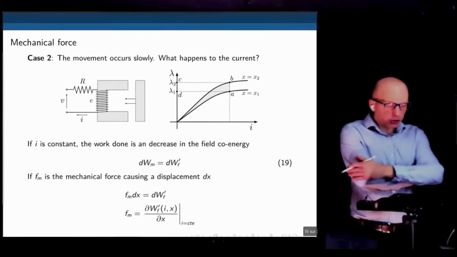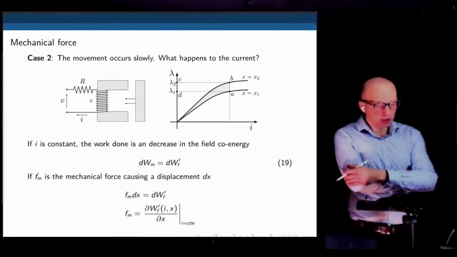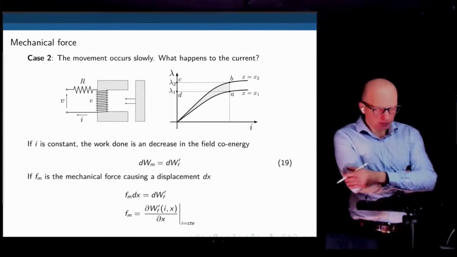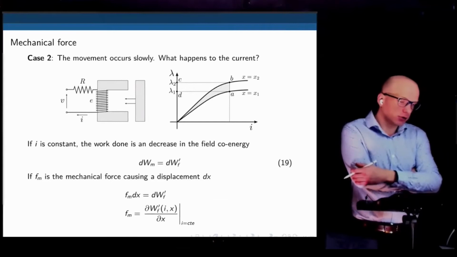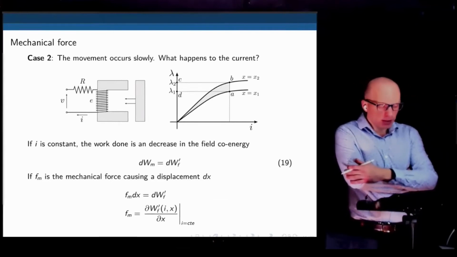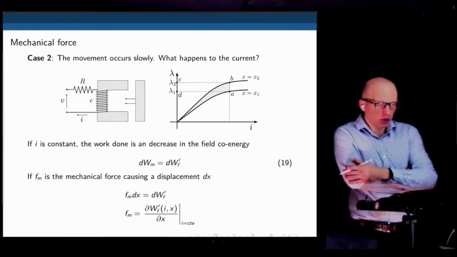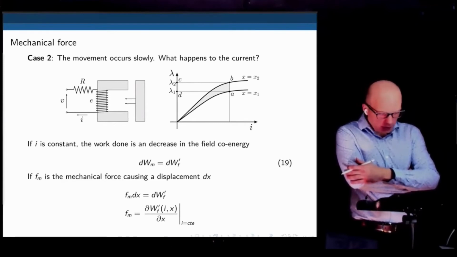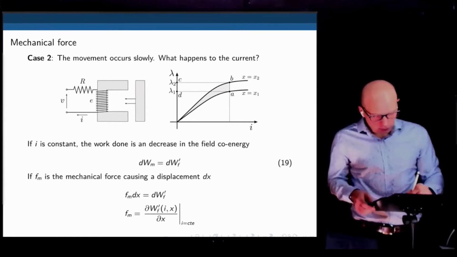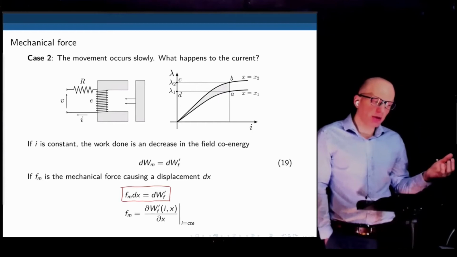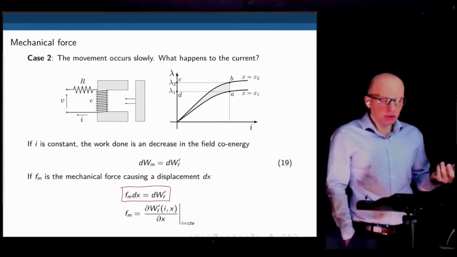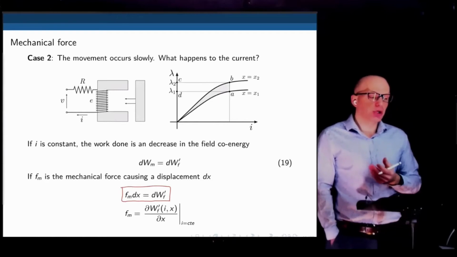If we go with the other case where the movement occurs slowly, then the current remains the same and the flux linkage now changes. So you can say that now we observed a decrease in the field co-energy instead of energy. And you then use the other equation because now we have a constant current, so it is easier to take the integral for a constant current. Both equations are equivalent. We see now that the change in the mechanical energy equals the change in the field energy. We are using the co-energy, but again, energy and co-energy are the same for a linear system.